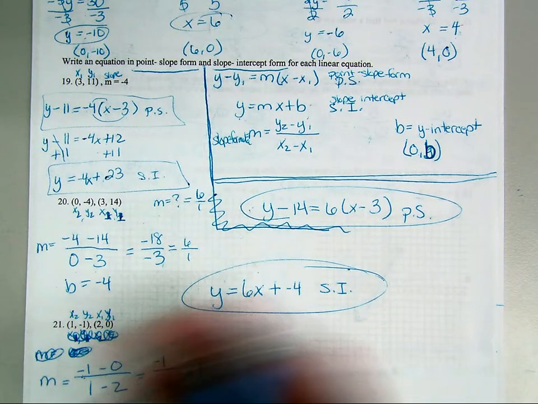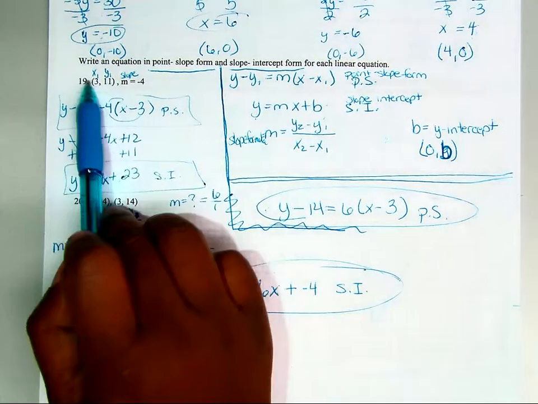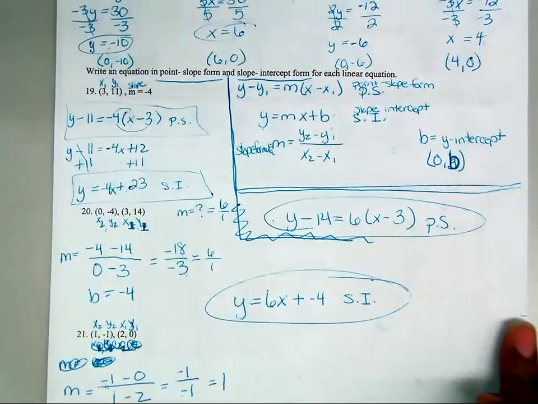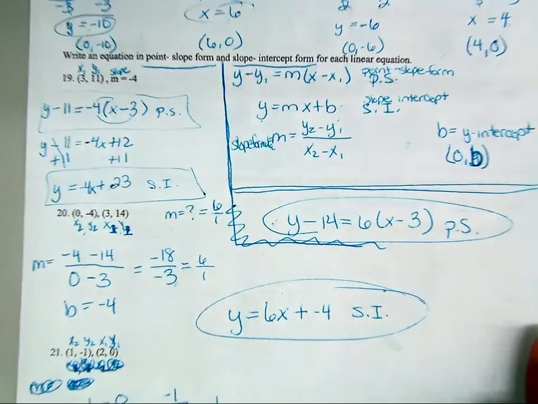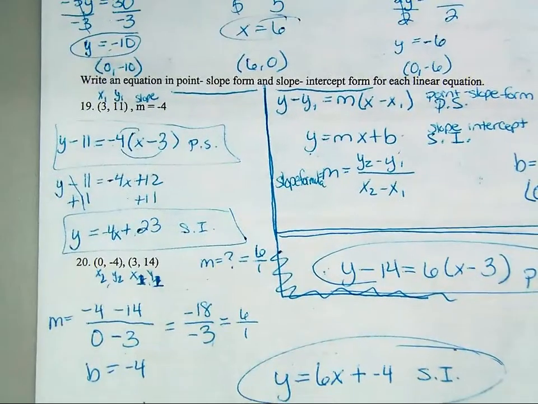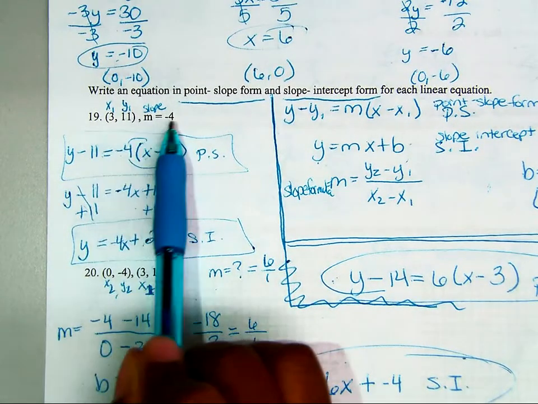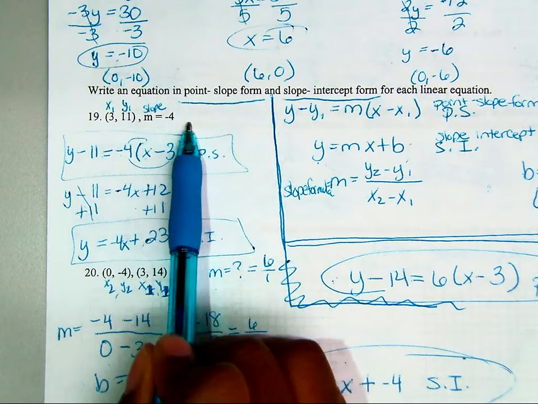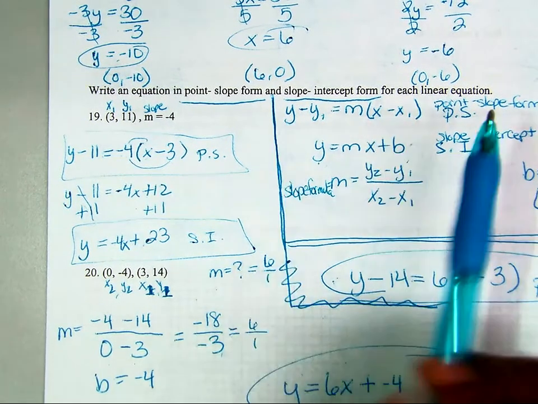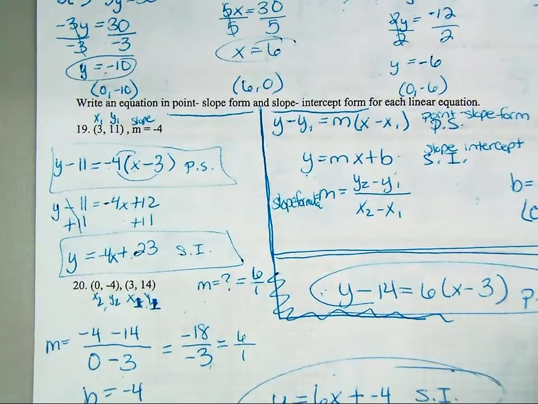Alright? Over here, I labeled. The first thing you must do is label. Please. Labeling will save your life on a test. Label x1, y1. M is the same as slope. I'm starting with this one. And all I'm doing is plugging in information. You gotta trust yourself. I'm just plugging it in.